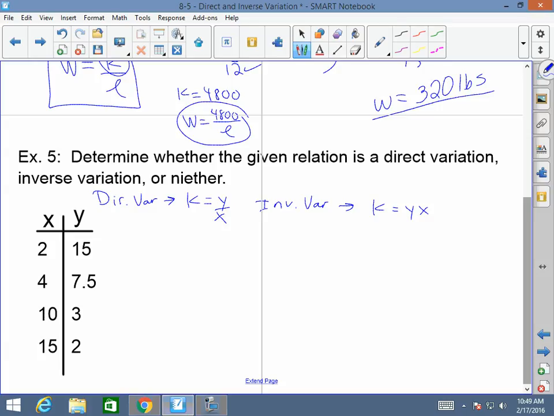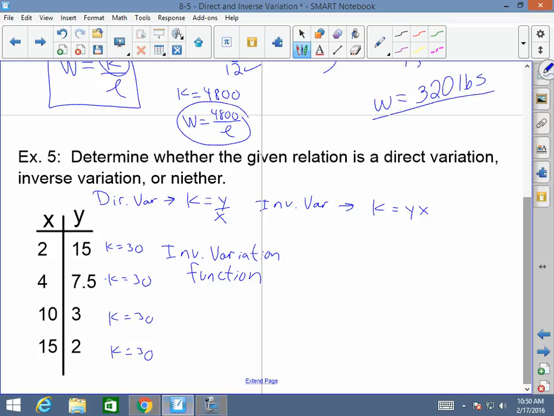15 times 2 is 30. So k equals 30 here. 7.5 times 4 is 30. So k equals 30. 3 times 10 is 30. So k equals 30. 2 times 15 is 30. So k equals 30. So the k is all constant, but what kind of k do we have here? An inverse variation. So this is an inverse variation function.